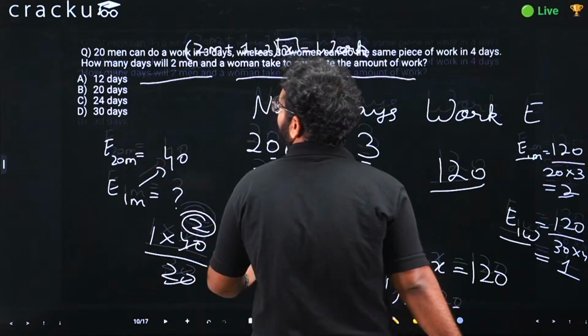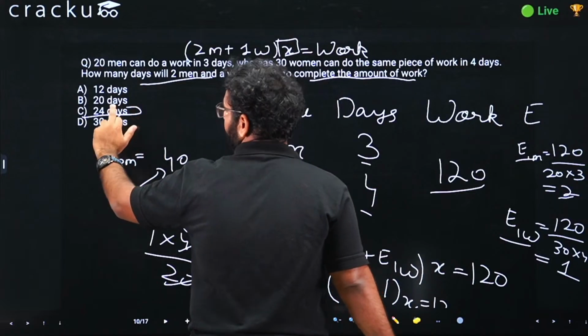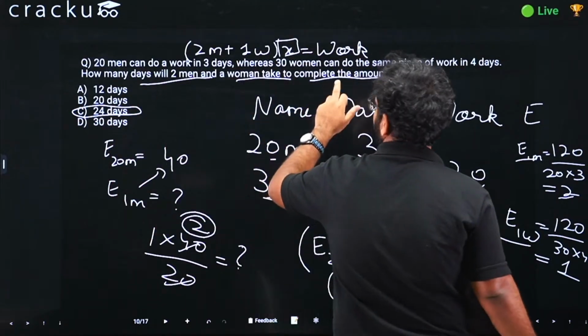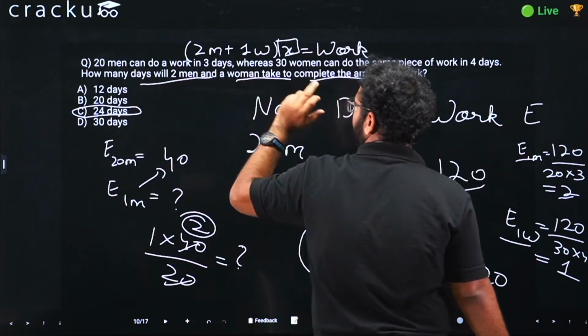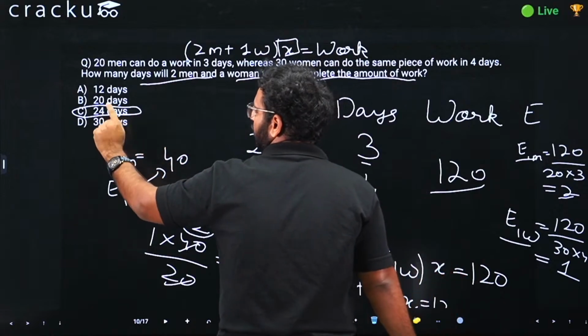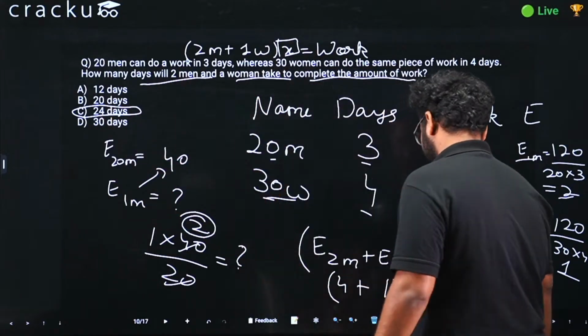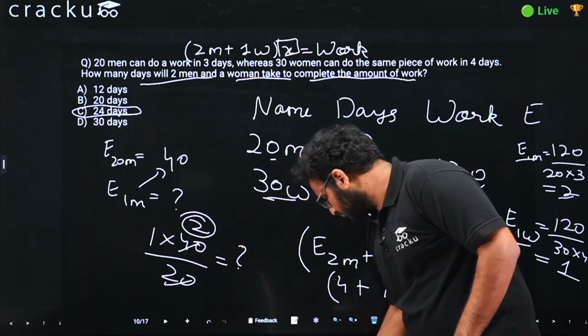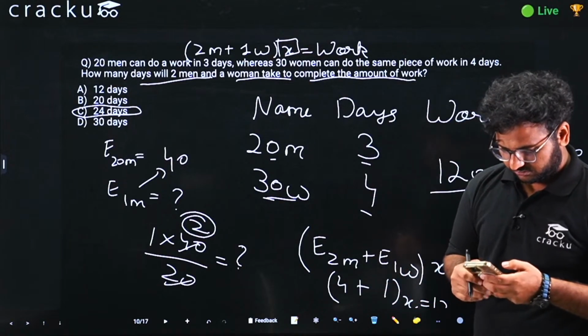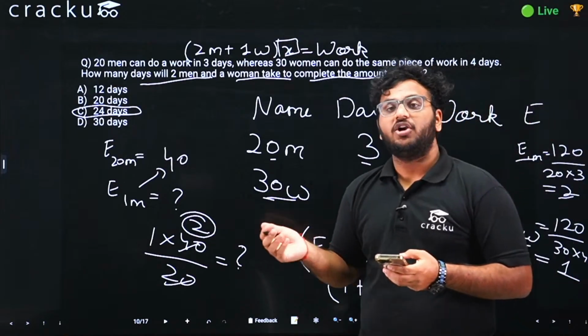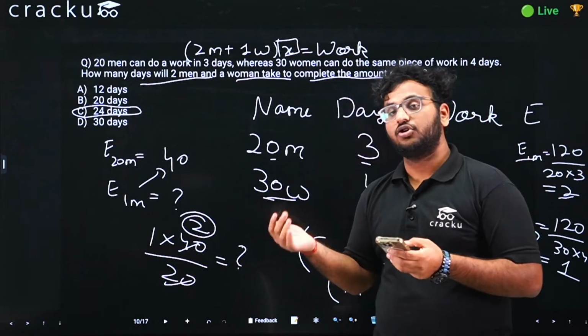So we got the total time taken for 2 men and 1 woman to complete the same work: option C, 24 days. I hope all of you understood this. Now let us go towards the next question.